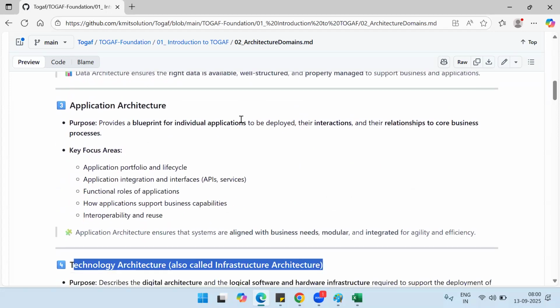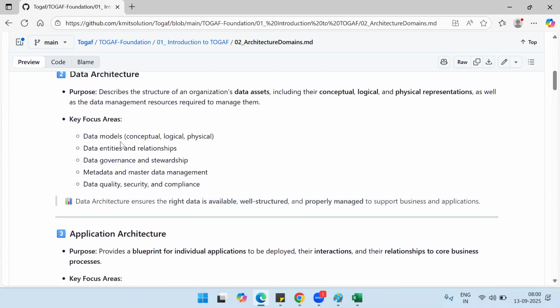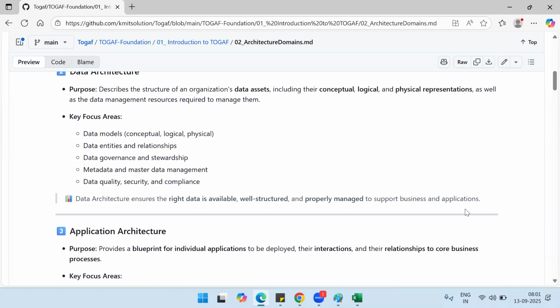Now, the purpose of data architecture, right? You are defining the data models, the entities and their relationships, data governance and stewardship, metadata, and master data management, right? All these things, whatever is related to the data. So data architecture ensures that the right data is available, well structured, and properly managed to support the business and applications.